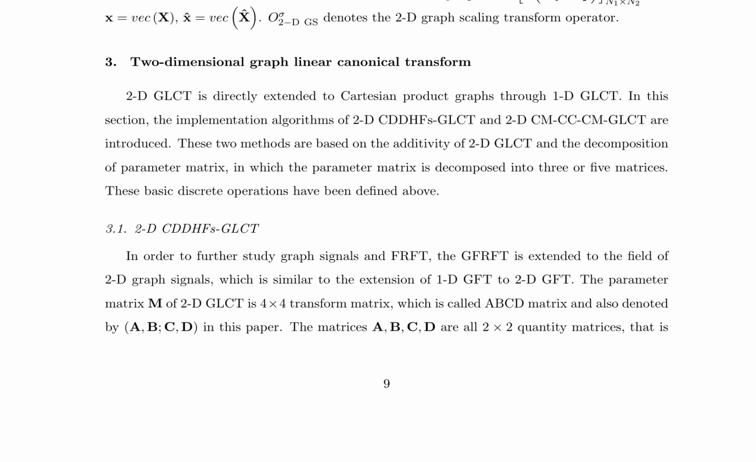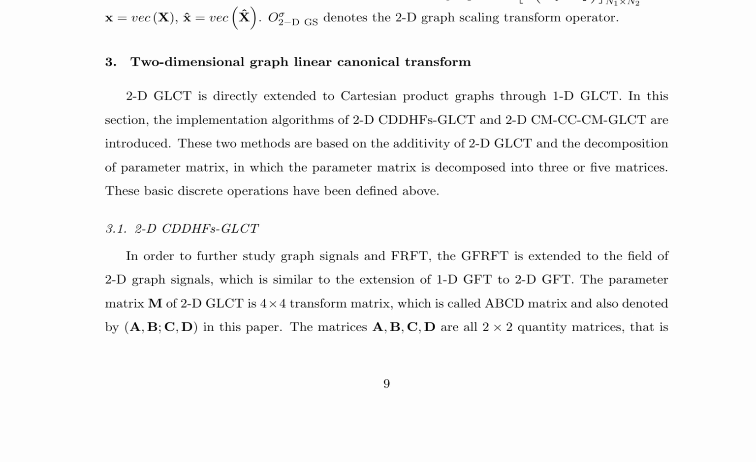The parameter matrix M of 2D GLCT is a 4x4 transform matrix, also known as the ABCD matrix, consisting of 2x2 quantity matrices A, B, C, and D. This matrix representation enables efficient computation of the 2D GLCT, which is essential for signal processing on 2D graph structures. The decomposition of the parameter matrix into smaller matrices facilitates the implementation of the 2D GLCT algorithm, making it more computationally efficient.